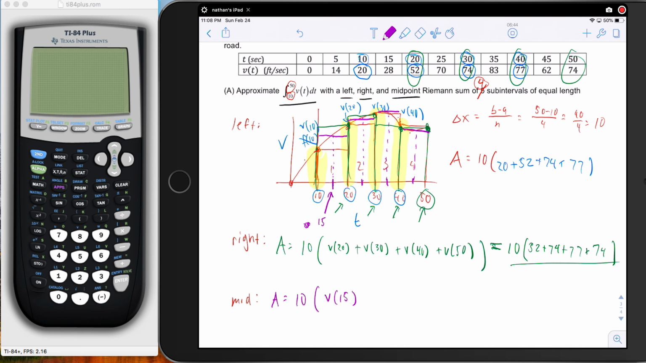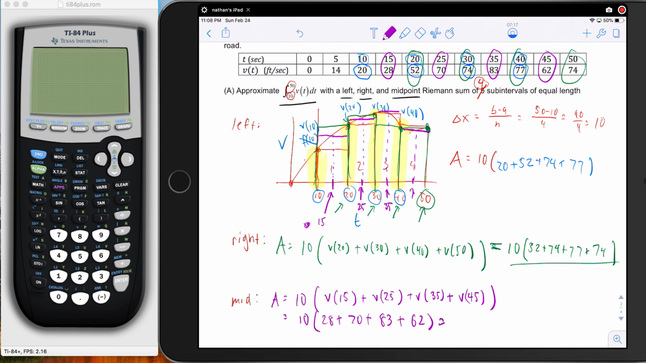which is the midpoint of box 1, plus the midpoint of box 2 is going to be V of 25 right here. Then the V of 35, and finally the V of 45. Put them all together, 10 times V of 15, V of 25, V of 35, V of 45. So we have 28 plus 70 plus 83 plus 62. So there we go, we got the left, right, and mid.